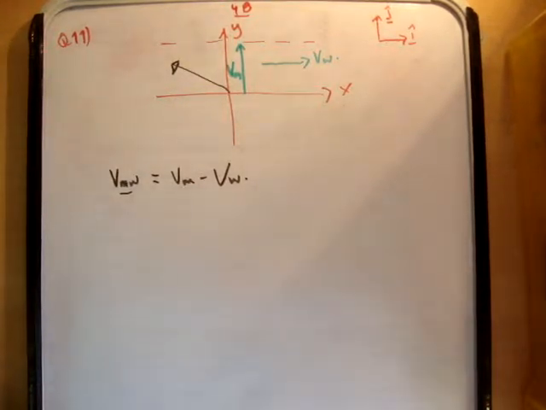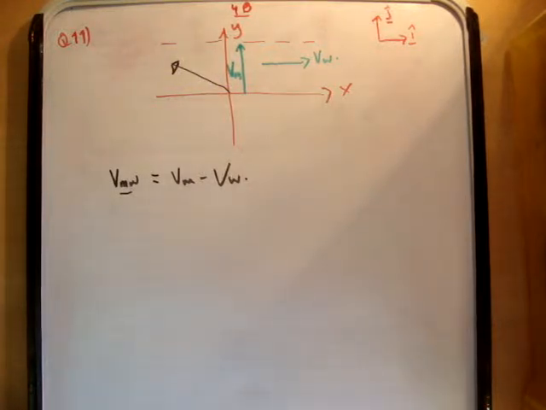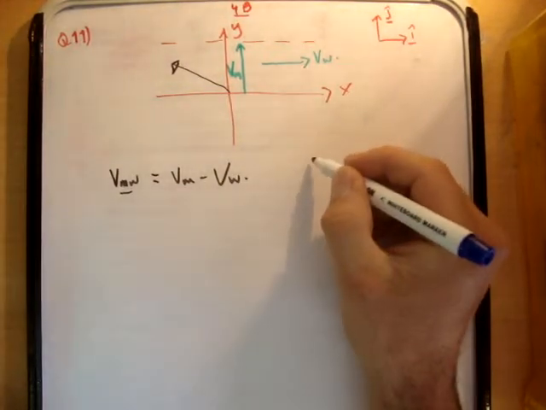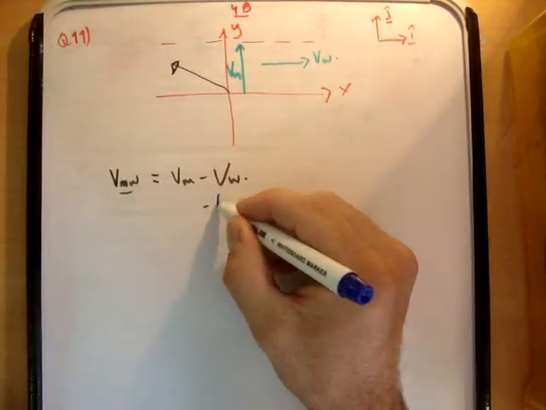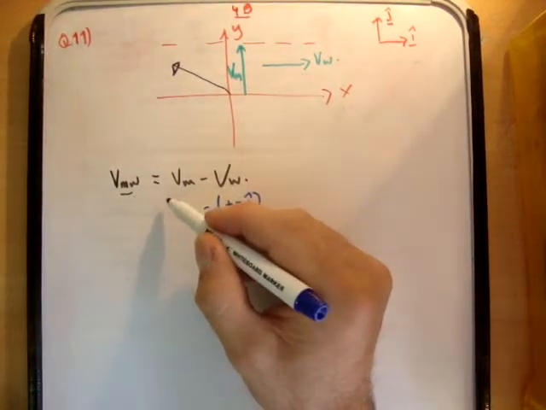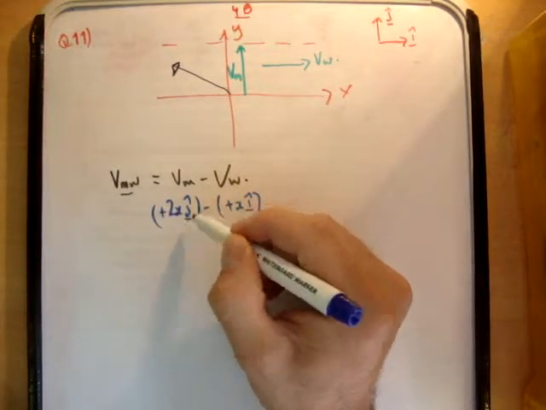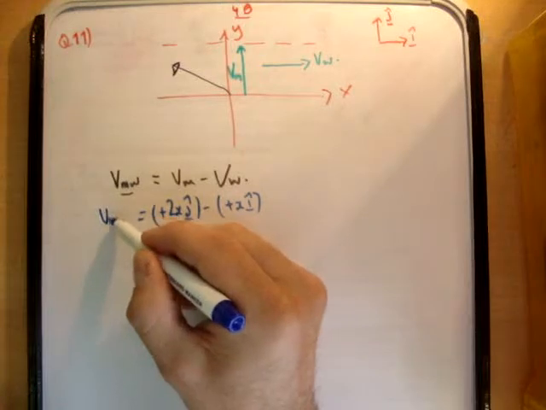Now, because we're not given a stationary frame of reference, we can't use one, of course. However, we do know that the velocity of the man is twice the velocity of the water. So the velocity of the man is going to be straight across the river, so it's just going to be in the j-hat direction. And the velocity of the river is just in the i-hat direction. So if I call x the velocity of the water, this is going to be plus x i-hat. And the velocity of the man is going to be 2x j-hat.